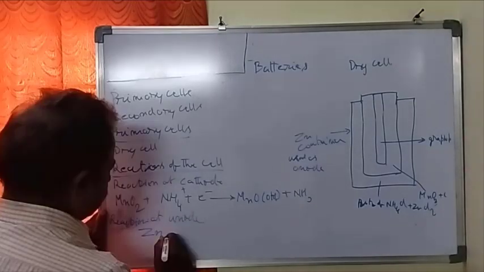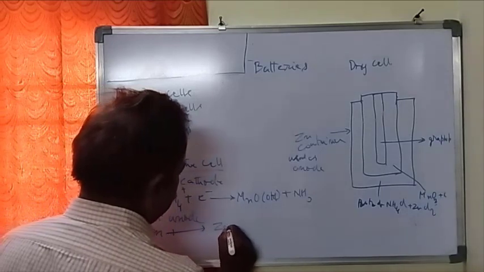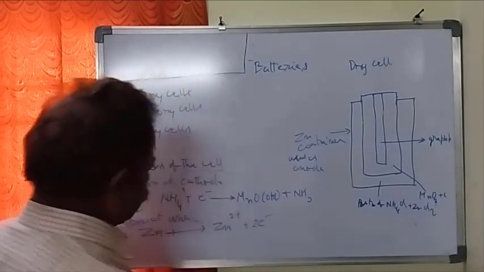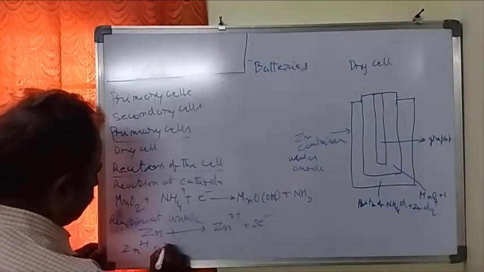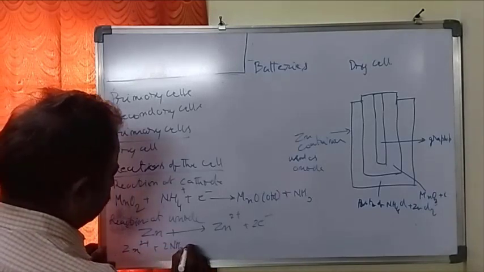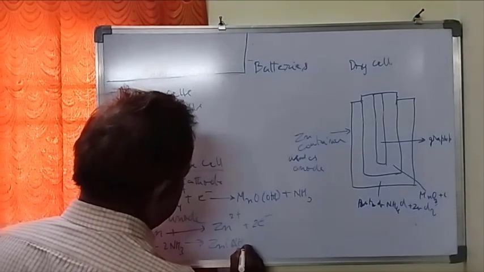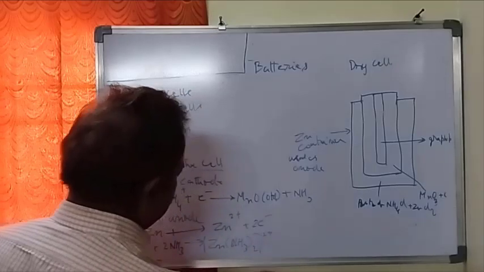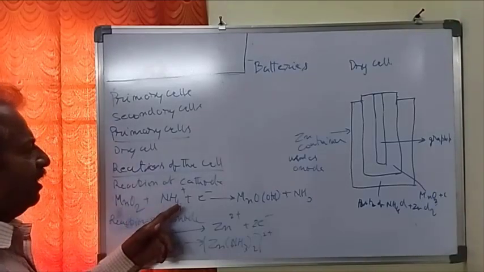Now reaction at anode. Zinc gives zinc ion plus 2 electrons. Now the overall reaction is Zn2+ plus 2 NH3 gives zinc with NH3 taken twice. So a complex ion is formed, that is diammine zinc 2+ complex ion, in the overall reaction. So this is the dry cell.